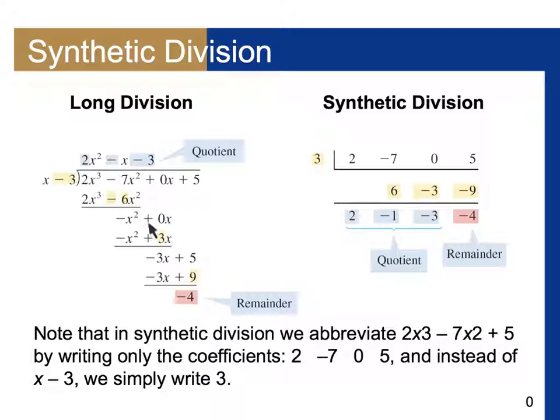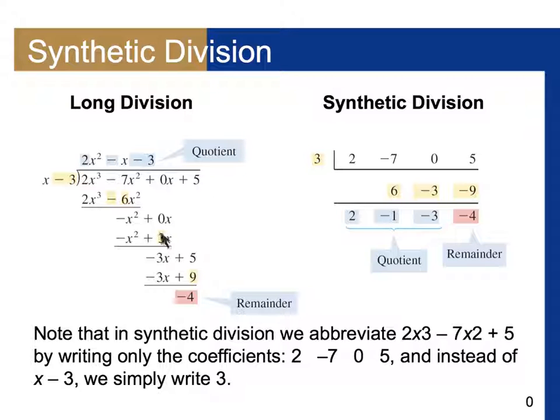Okay, make sure you put a 0x there, because you need that place value. You need the x term because we're going to subtract it, right? So even though we don't have an x term, put a 0x in there. Think of this like our ones place, our tens place, our hundreds place, our thousands place. We need every place value in a number.